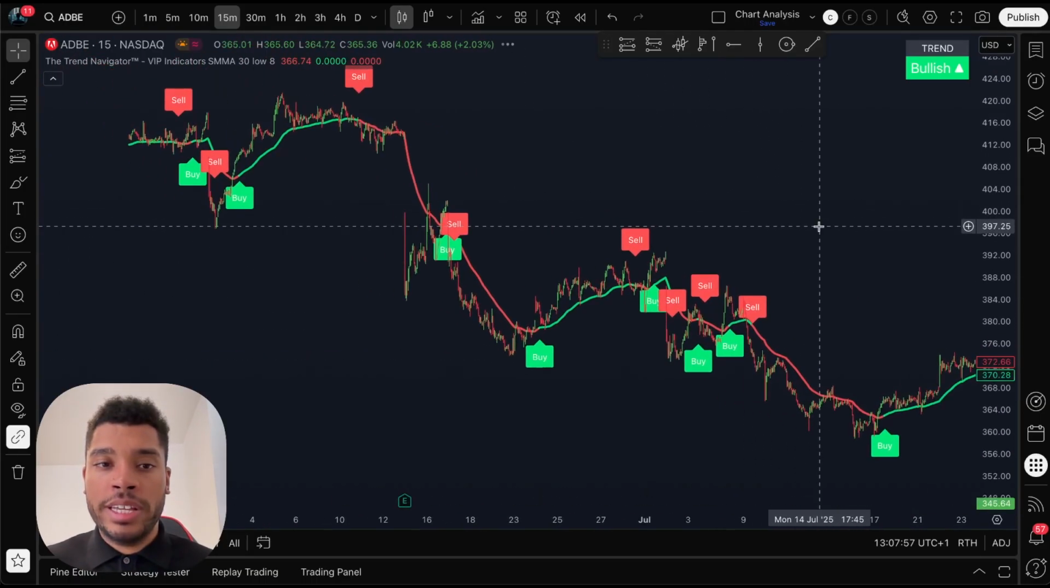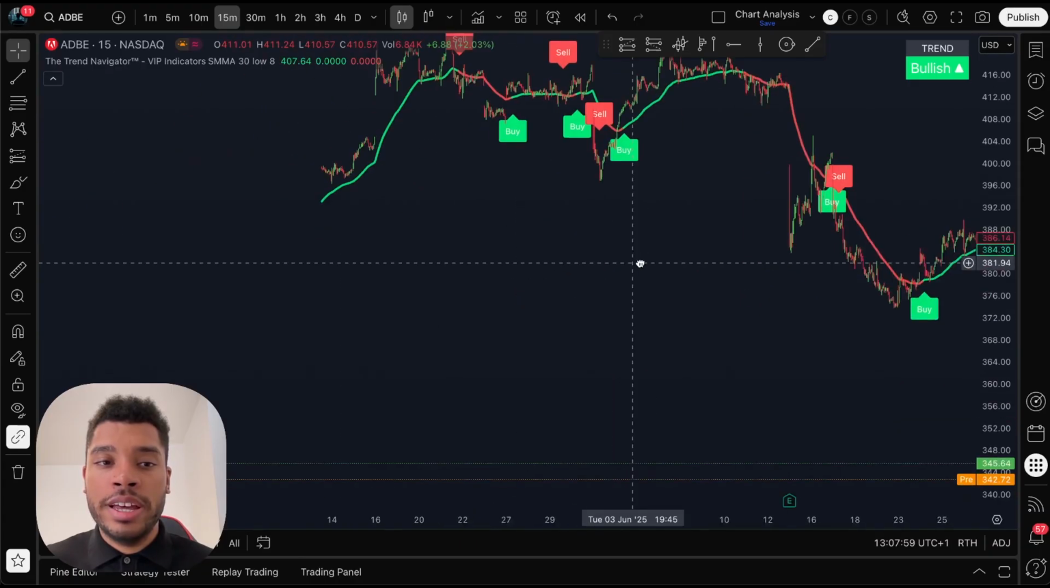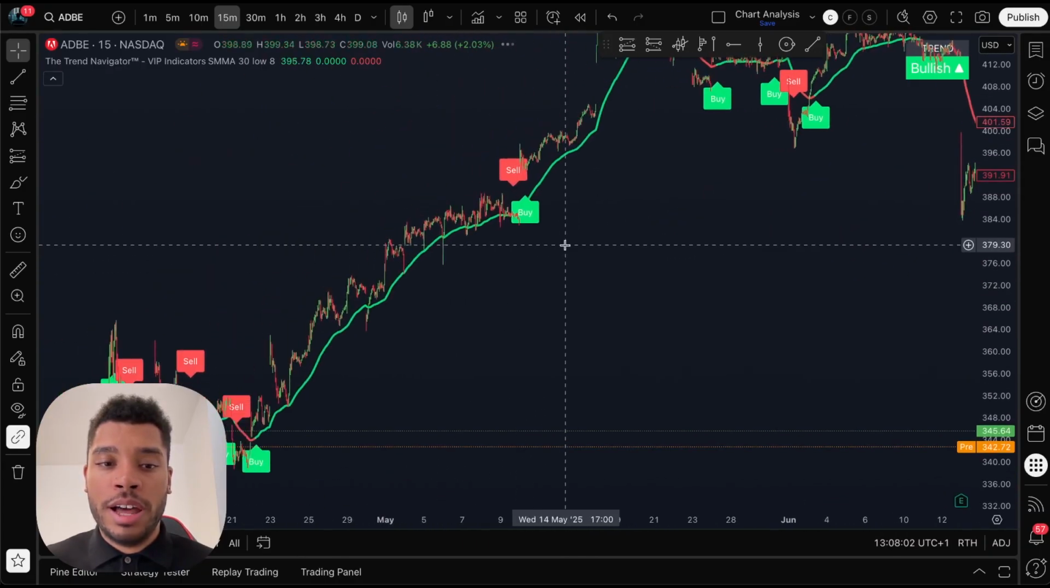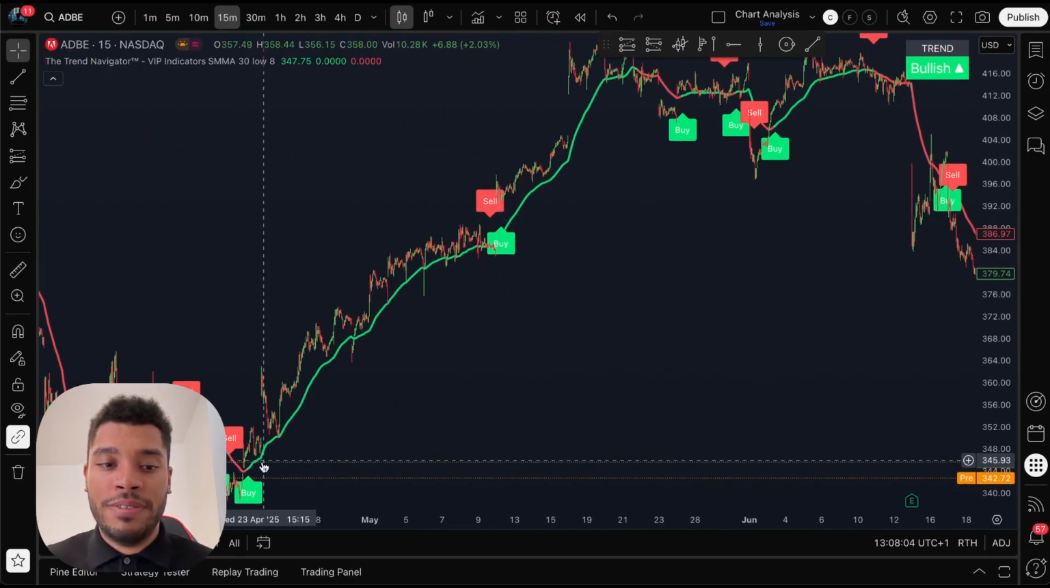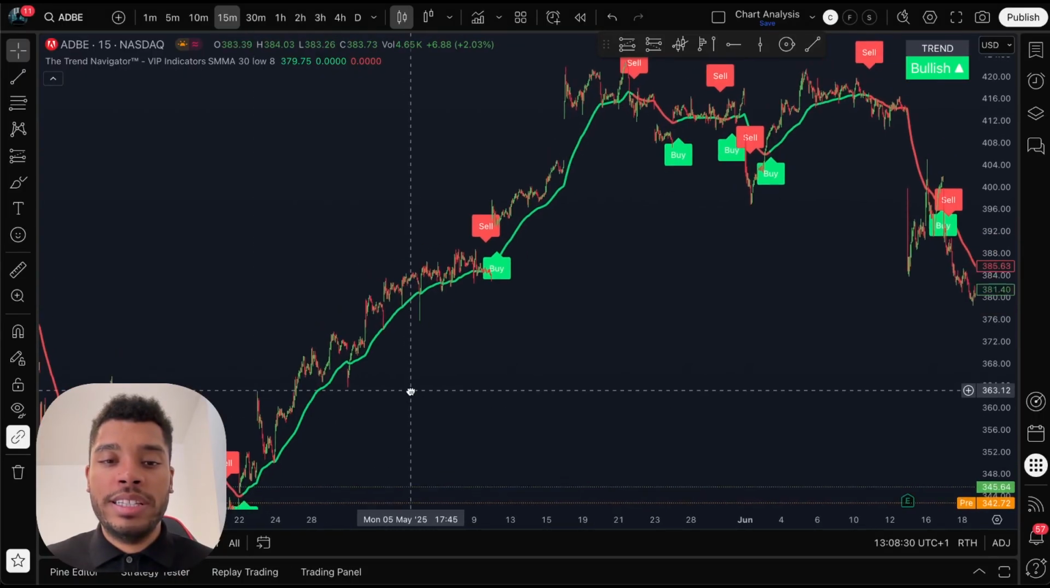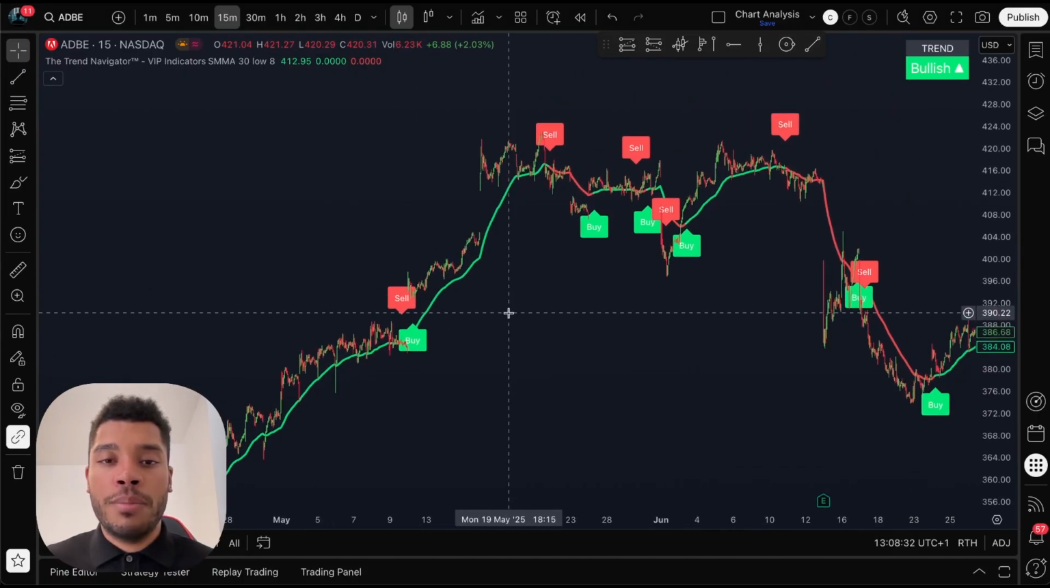If we go back, we can see that also all the other signals that we received end up being profitable. Like for example, let's look at this massive rally at the end of April. With this indicator we will have been able to profit from most of it. Now let's move to the 5 minutes time frame.